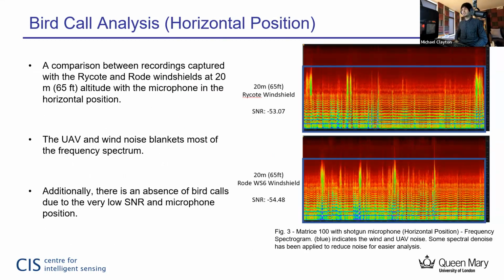And this is just an example at a higher altitude, but for the horizontal position, it's much more susceptible. The UAV and wind noise blankets most of the frequency spectrum. As we can see, there's a lot more of the harmonics, and this can be attributed to the microphone position and the absence of bird calls because of the very low SNR, so they can't seem to penetrate through certain aspects like maybe the rotors.